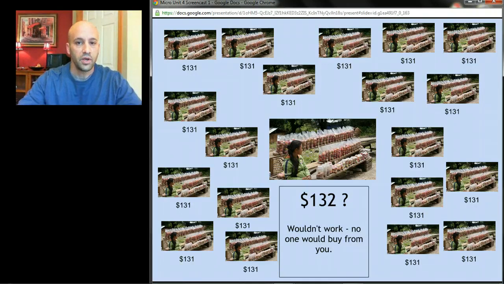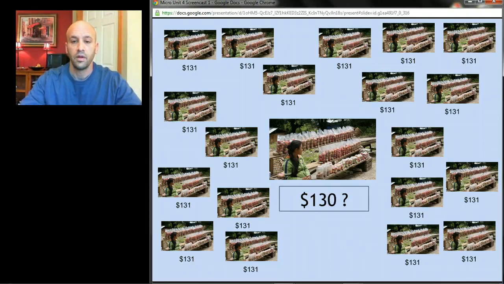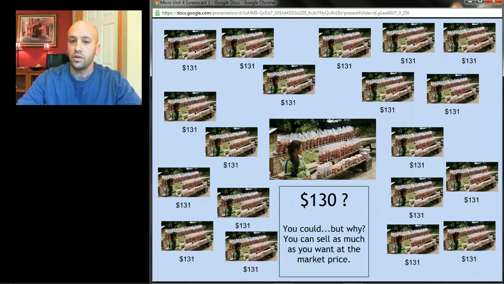Nobody would buy from you, because if you put that little sign of $132 on your apples, people would just go right next door to any number of hundreds or thousands of other sellers that are selling exactly the same thing as you, but they're selling it for $131. So $132 or any price above market price simply won't work because nobody would buy from you. On the other hand, you might think to yourself, well, why don't I charge a lower price so I can sell more, maybe $130?